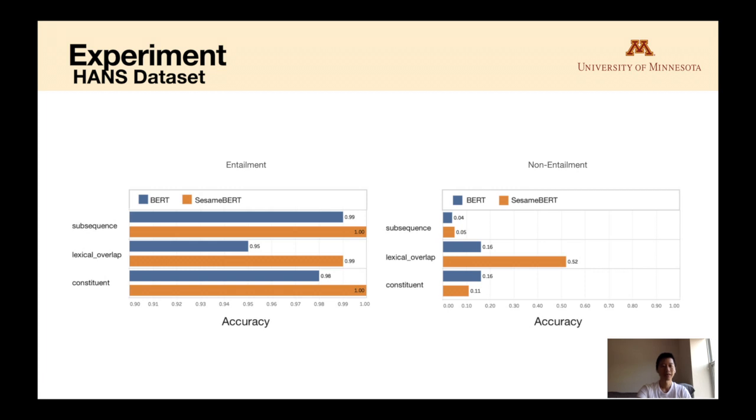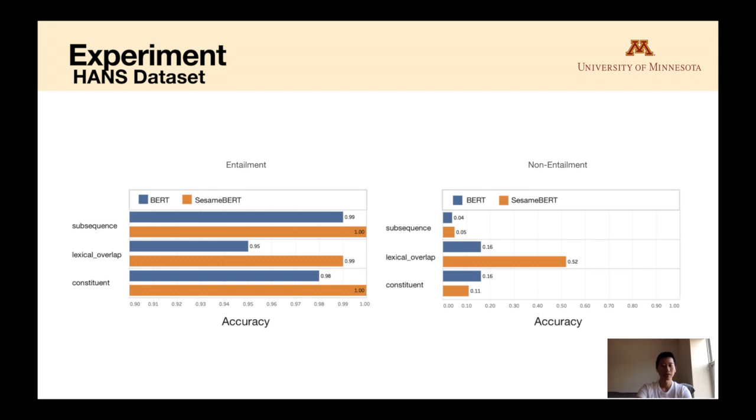Now, regarding the HANS dataset, we trained both BERT and SesameBERT on the MNLI dataset, which is in the GLUE datasets, to evaluate their classification accuracy. And BERT is a little bit higher than SesameBERT. However, in the HANS dataset, we explore the effects of the 2 models on each type of heuristic. On the left figure, for which the label was entailment, we can see that both models perform well, and it represents that the models adopt the shallow heuristics.